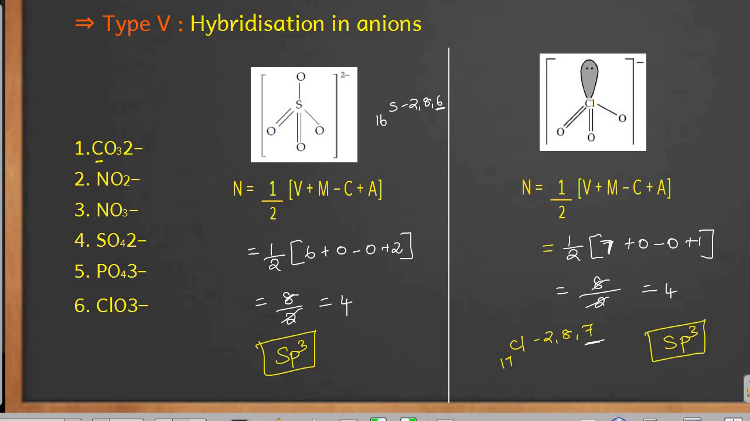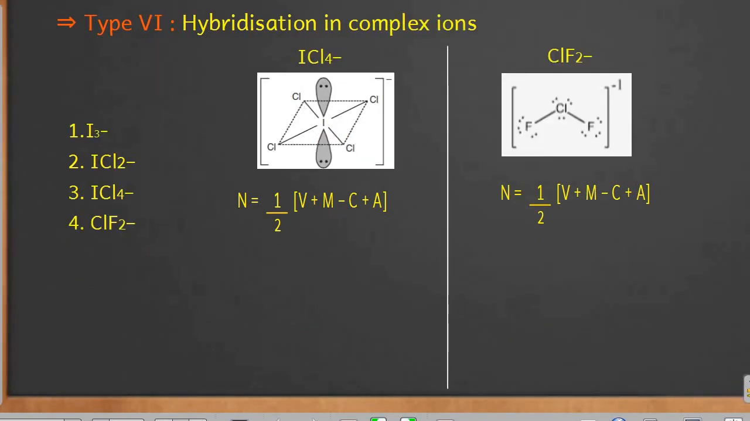Okay, very simple. Let's move to the next one, that is type 6 hybridization in complex ions. And here you can see the first molecule, that is I3 minus. Likewise also, look at the picture ICl4 minus. So here you can see that the central atom is iodine. We know that the outermost electron for a halogen is 7. Okay, 7 electrons is the outermost electron.